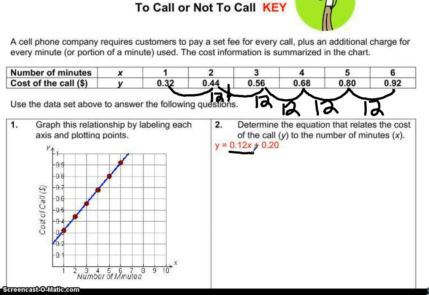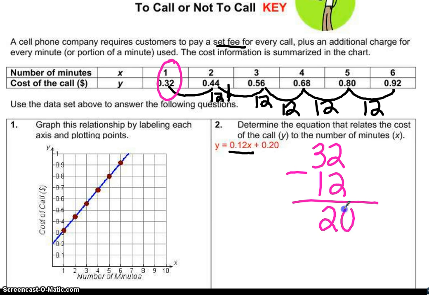Now, in order for me to determine where this 20 cents comes from, remember it said that I was going to pay a set fee. So here, if I look at 1 minute, I pay 32 cents. Now, remember we said that each minute was 12 cents. So what should I do with the 32 cents and the 12 cents I paid for the minute? That's right, I should subtract. So here is where I get the set fee of 20 cents. That's where I get my equation from.